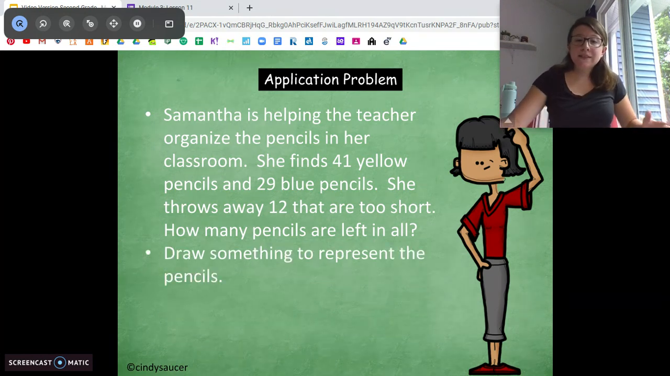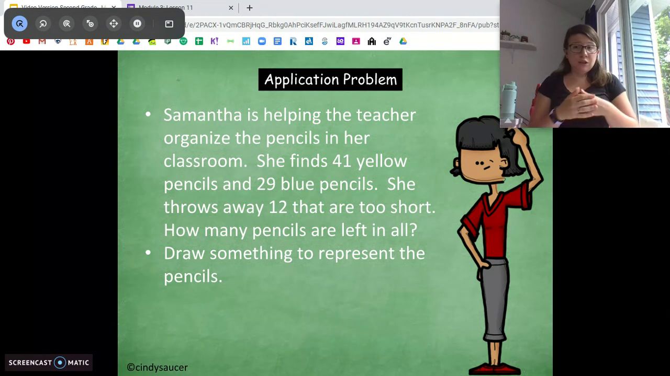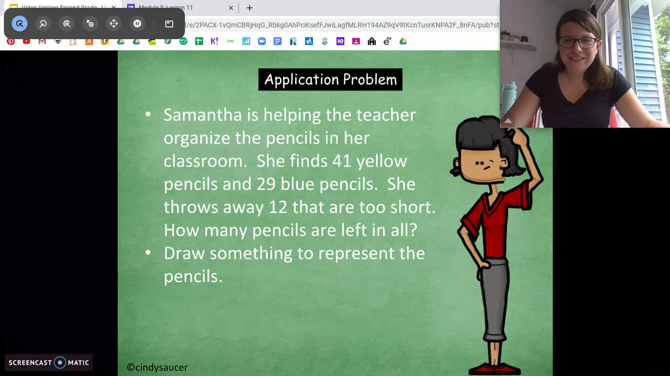So this time I want you to pause and draw a picture to represent the pencils. You can use little pencil drawings, little sticks, little dots, or a tape diagram. Whatever makes most sense in your brain, I want you to draw a picture to solve. Draw a picture to represent the pencils. Pause and do that now, solve the problem, and we'll come back when you're done and go over it.